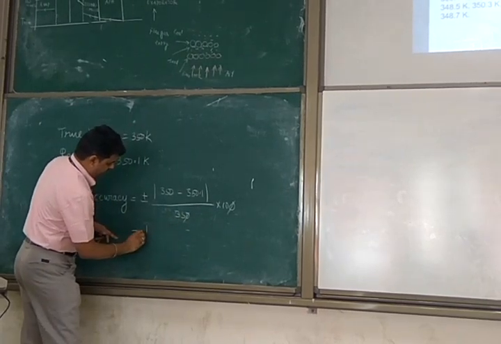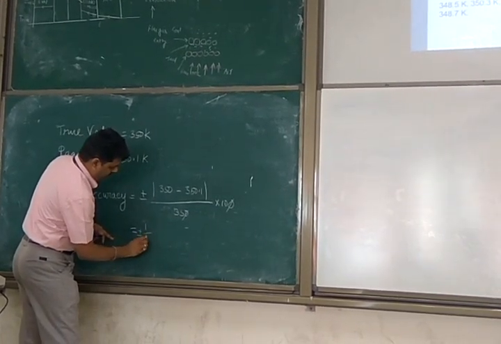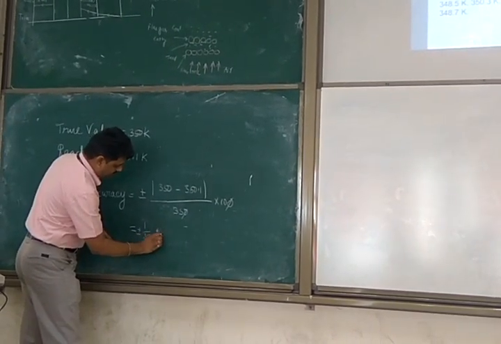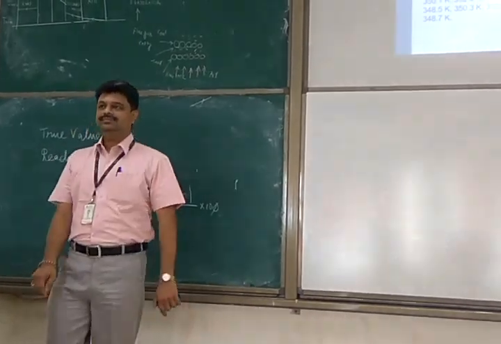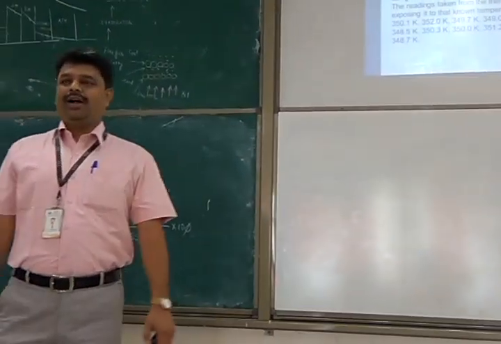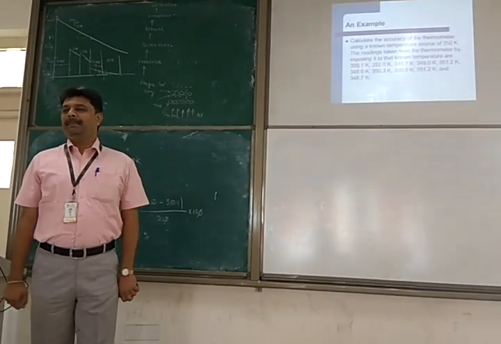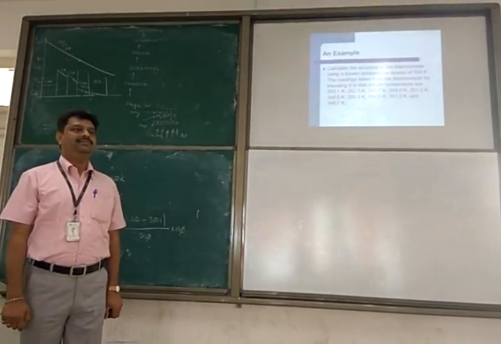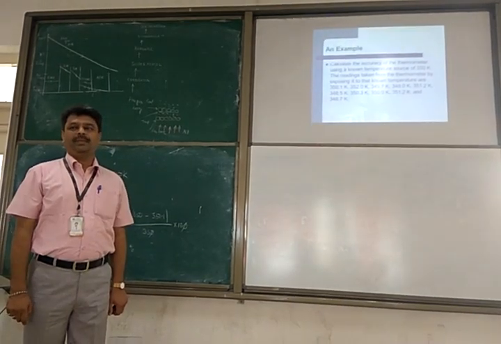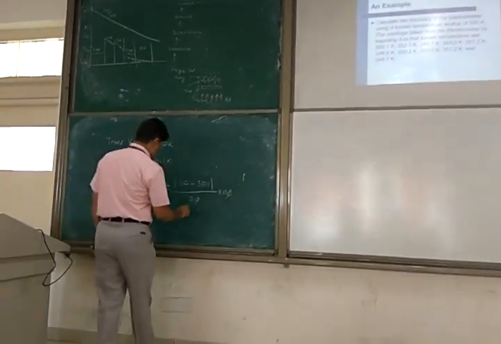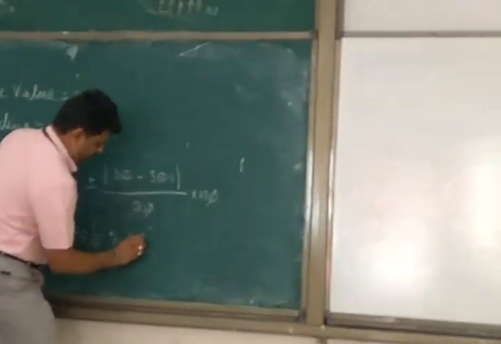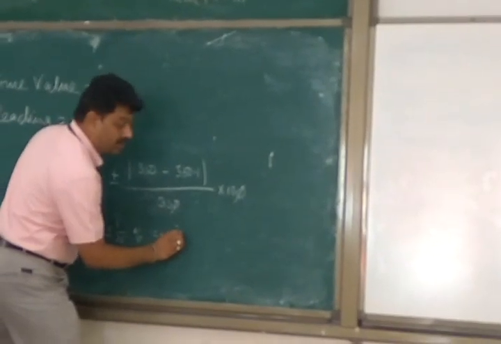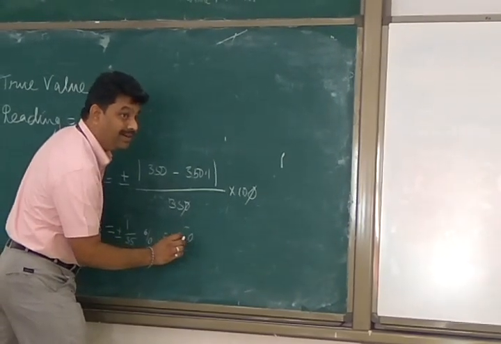1 divided by 35 is how much? Can somebody help me? One divided by 35. Point 0. 8.